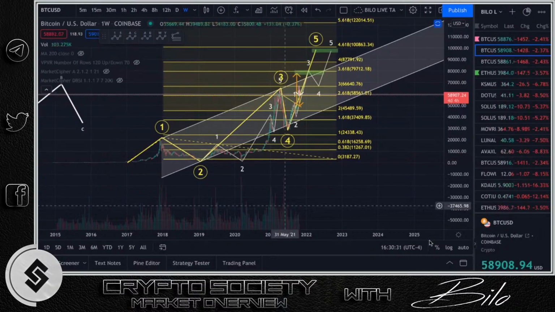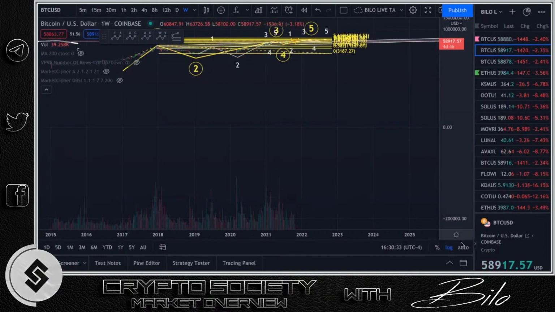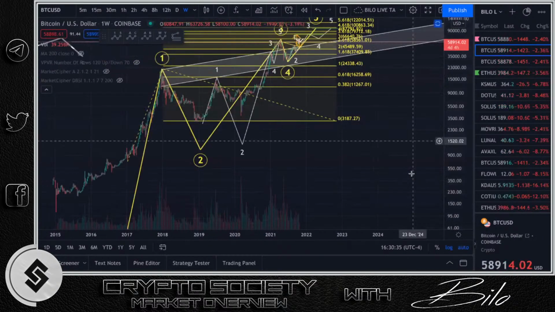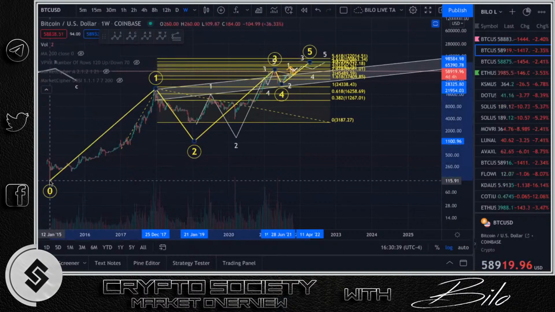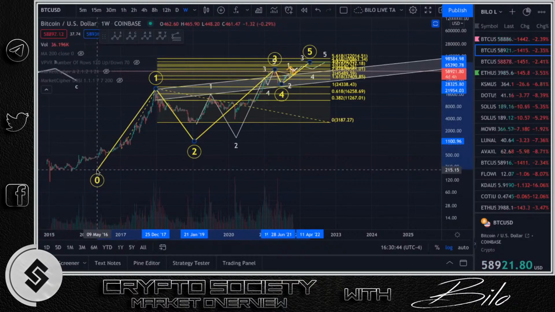I've never used logarithmic charts. Let's see what it does. So, okay, it shows us, I guess, that versus wherever I was. Yeah.